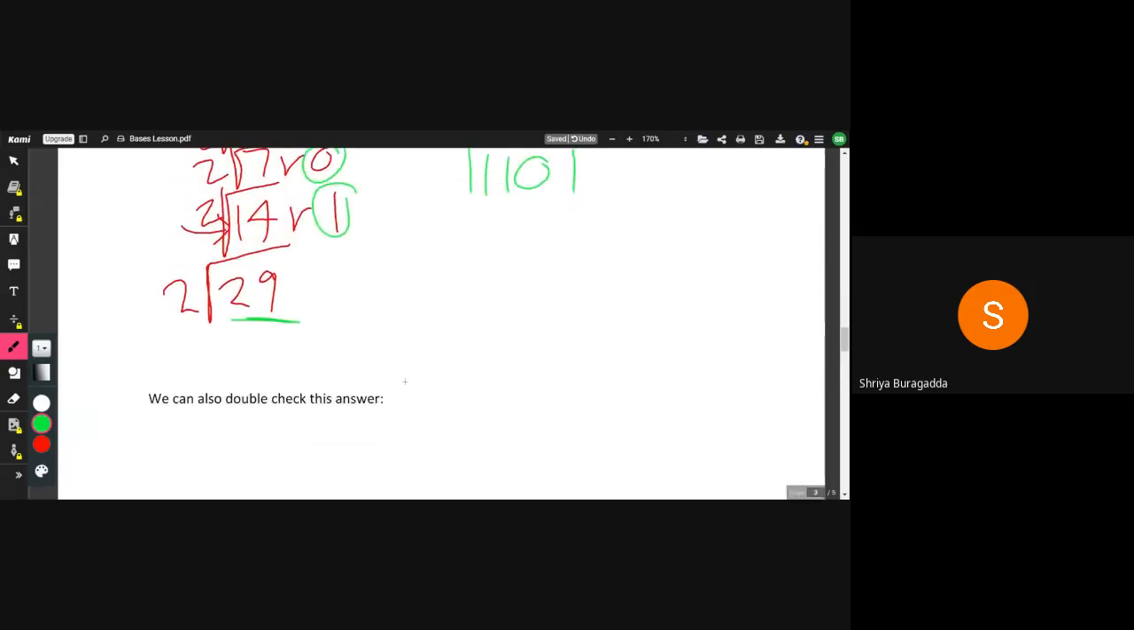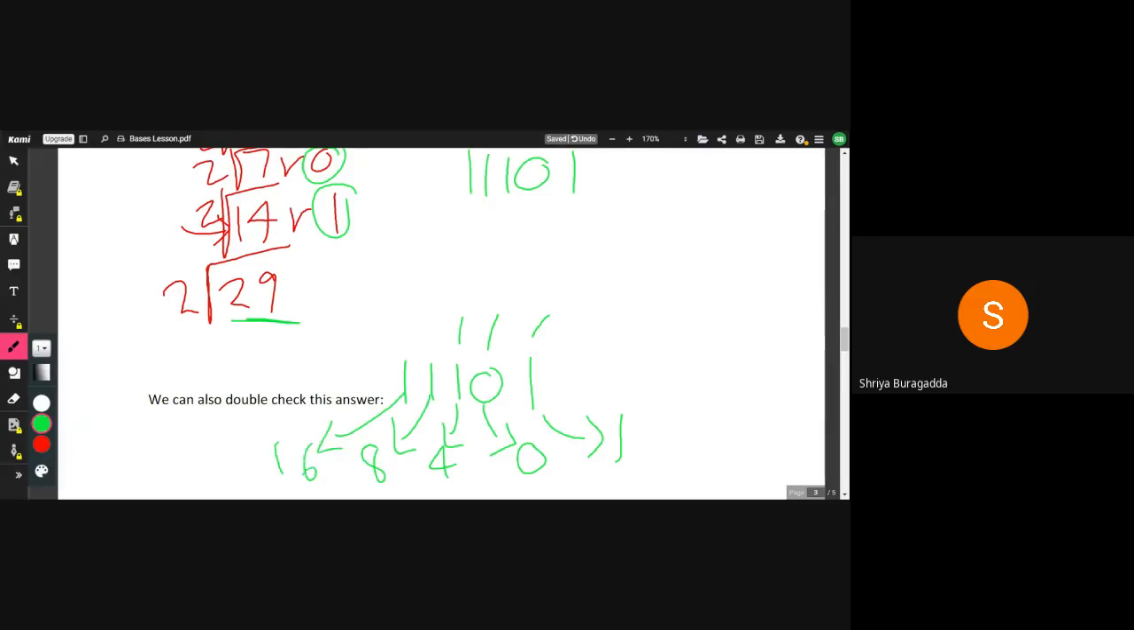And we can also double check this answer. I'm going to do what we did before. So this would be 1, this would be 0, because 0 times 1 is 0. This would be 2 to the 0th power, 2 to the 1, 2 squared, so 4, and this would be 8, and this would be 16. So if you add all of those up, this is 24, and then this is 5, so that does equal 29.